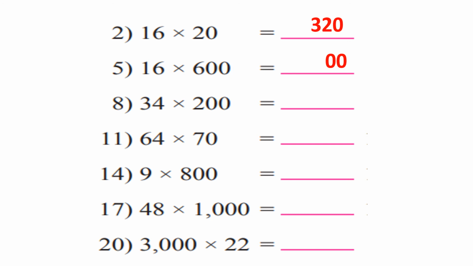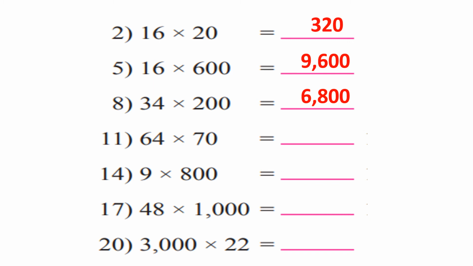Number 5. 16 times 600. 600 has two zeros right here, two zeros. 6 times 16 is 96. Your answer is 9,600. Correct, students? Number 8. 200, two zeros. 2 times 34 is 68. And then you have two zeros, the answer is 6,800.